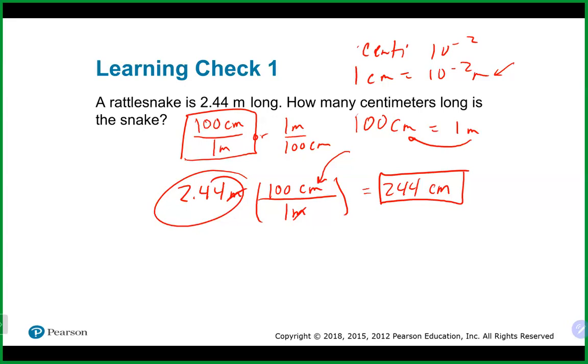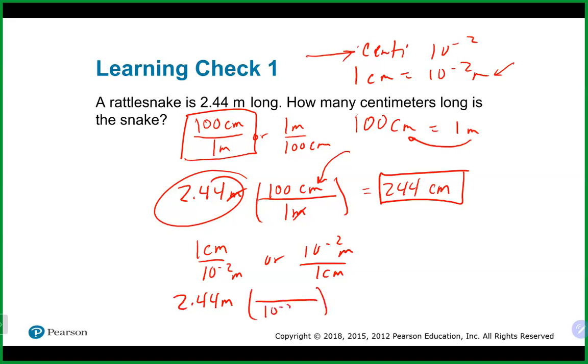If you chose to do this conversion instead, that would give you 1 centimeter over 10 to the minus 2 meters, or 10 to the minus 2 meters over 1 centimeter. Just to show you, it should come out the same. We'll use the one on the left, 10 to the minus 2 meters over 1 centimeter. Meters will cancel. We would be taking 2.44 divided by 1 times 10 to the minus 2. Again, make sure you use your exponent button and you'll end up with your 244 centimeters.